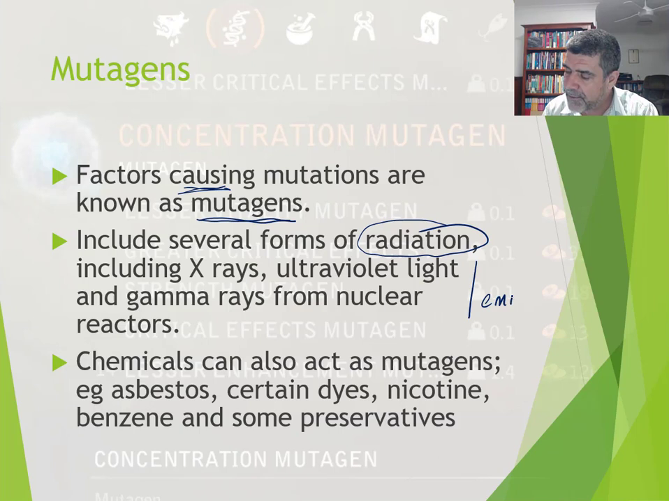We've also got some chemicals that, because of their nature, can also act as mutagens, and you'd be aware of this. There's obviously been a lot of publicity around the problems associated with asbestos, but certain dyes, nicotine, a lot of benzene derivatives. Benzene's one of these compounds that's been phased out for a lot of general use. It still has some industrial applications. And even some preservatives can be responsible for causing mutation. In this particular video, we wanted to focus on electromagnetic radiation.